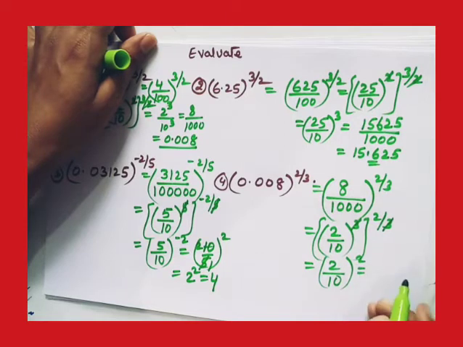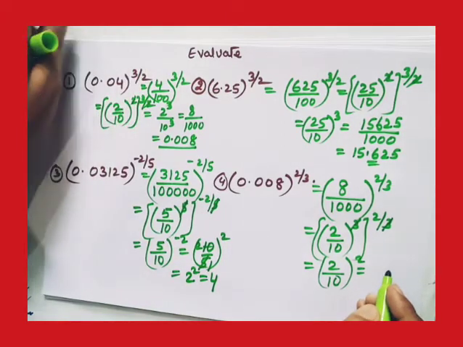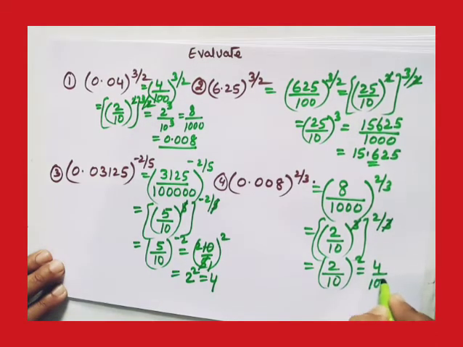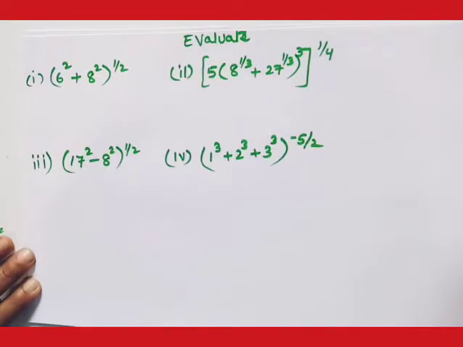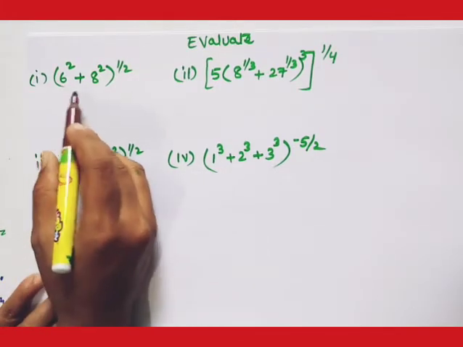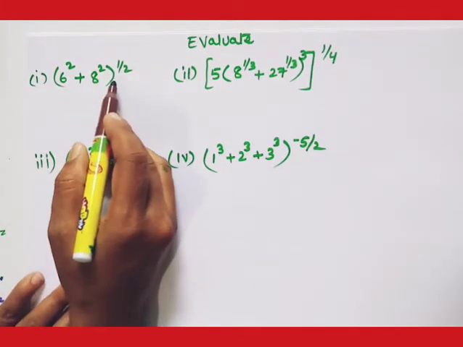Since we have to change it into decimal, better don't cancel here. Make it 4 by 100. So this can be written as 0.04. I hope children you got it. Now children, let us see the next stage of evaluation. See what is given here. 6 square plus 8 square to the power 1 by 2.